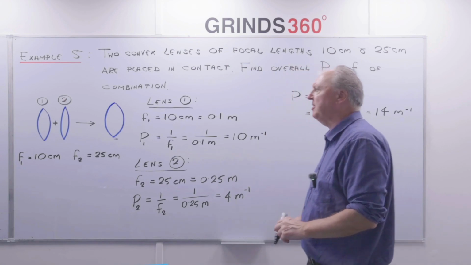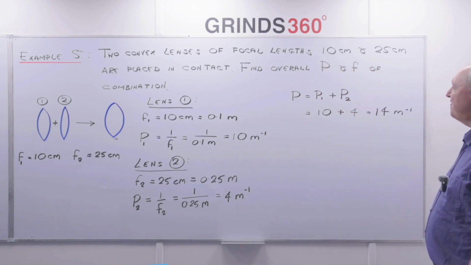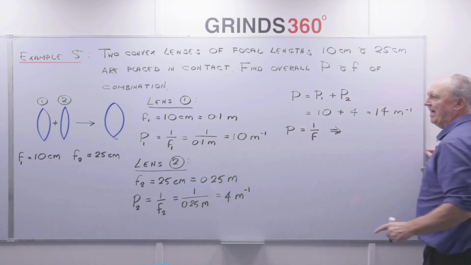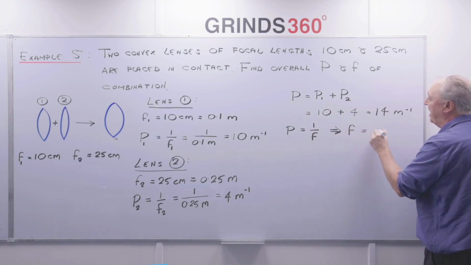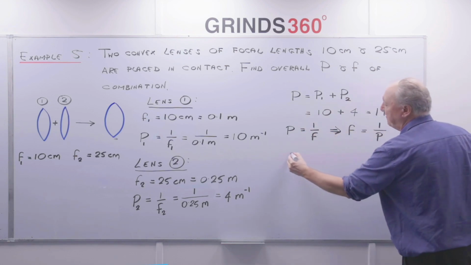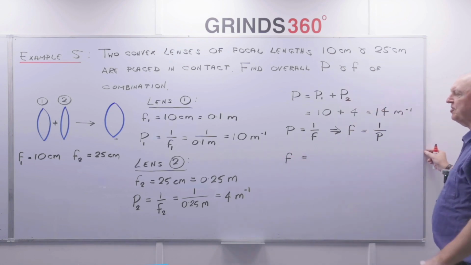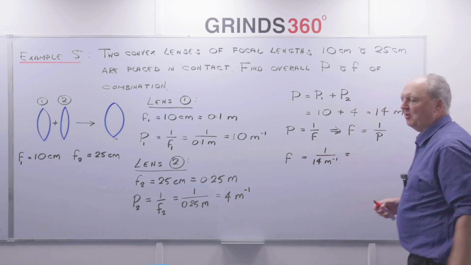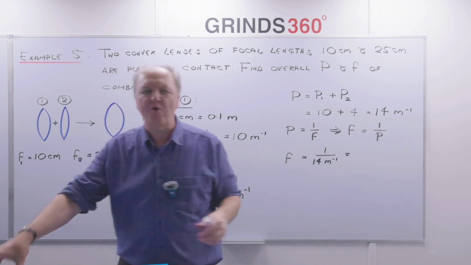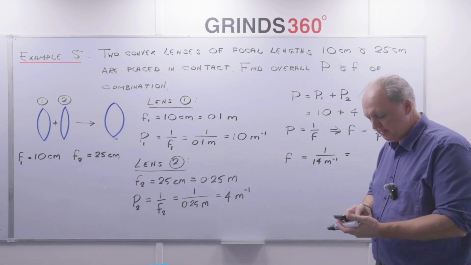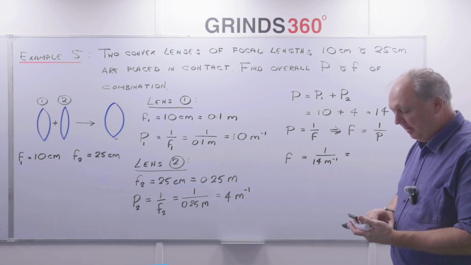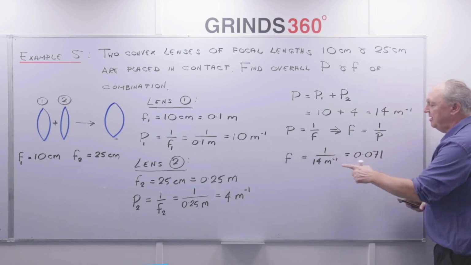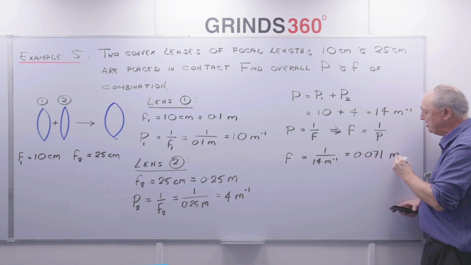Now, the last part they're asking me is to work out the overall focal length. Well, you know that P is equal to 1 over F. I now want F, so slide the F up and the P down. That means F is equal to 1 over P. So F is equal to, this is the overall focus of the combination, 1 over 14 per meter. So I'm going to get my calculator out, and I'm going to put 1/14 into my calculator. And I get 0.071. And those units, when they come up, will become meters.